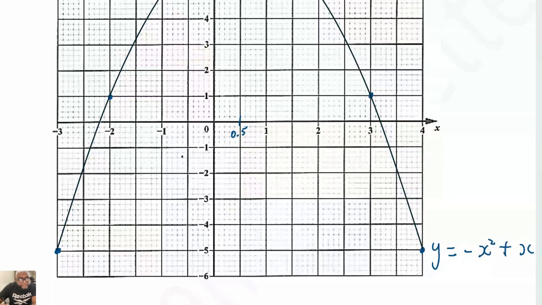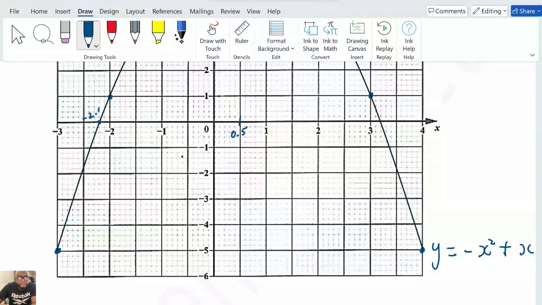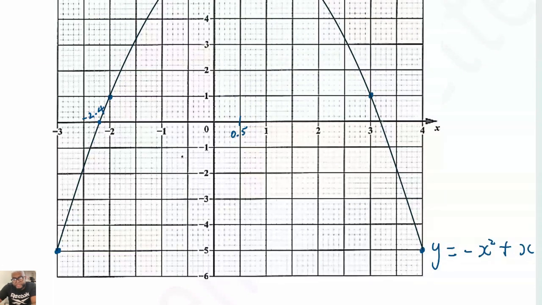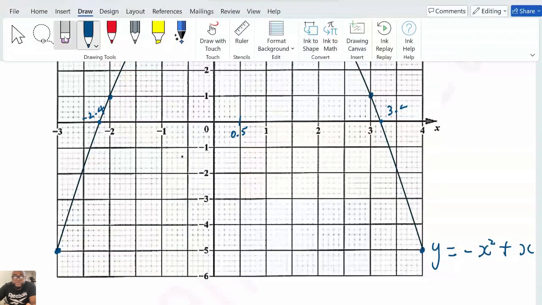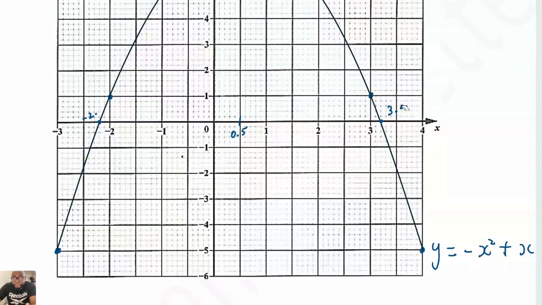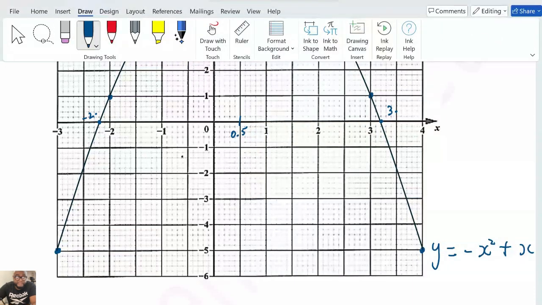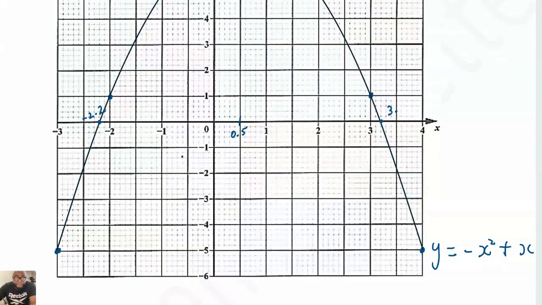On the negative side, it's looking like negative 2.2, no, 2.4 on my graph. Wait a minute, 3.2 for me, sir. Yeah, it's 2 centimeters to 1 unit, so you're going up in 0.1. So this will be negative 2.2 and 3.2 on my graph.